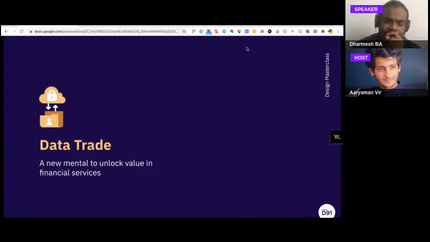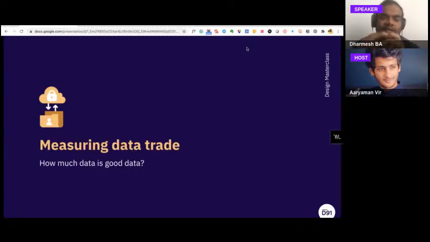Which brings back the most important question: how are we going to measure this data trade? How much data is good data, right? The only way a lot of us understand measuring data is the volume of data, in terms of KBs, MBs, and GBs, which loses its relevance in the current context of account aggregators.